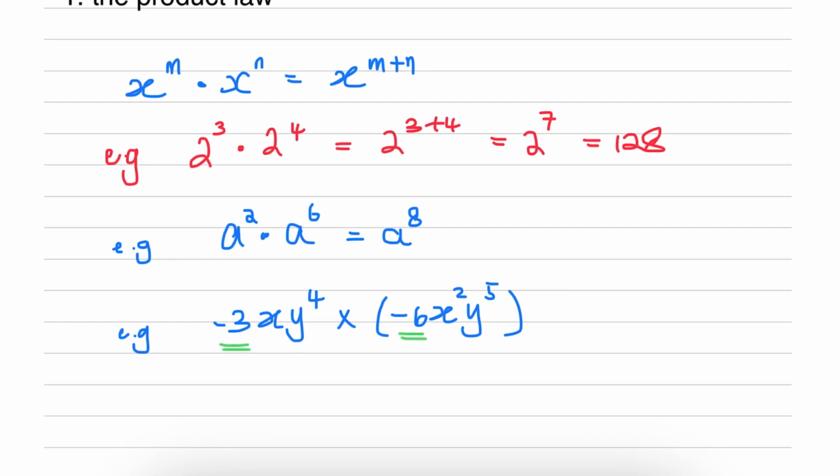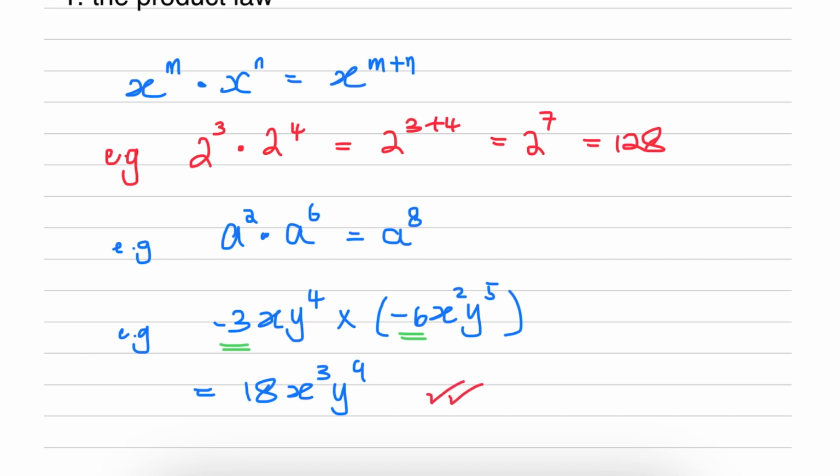Okay, let's simplify this expression. Negative 3 times negative 6 is equal to positive 18, and then x to the power of 1 times x to the power of 2 would be equal to x to the power of 3. You're combining those exponents. 1 and 2 is 3. Okay. Then y to the power of 4 times y to the power of 5 becomes y to the power of 9. Okay, and this is your final answer.